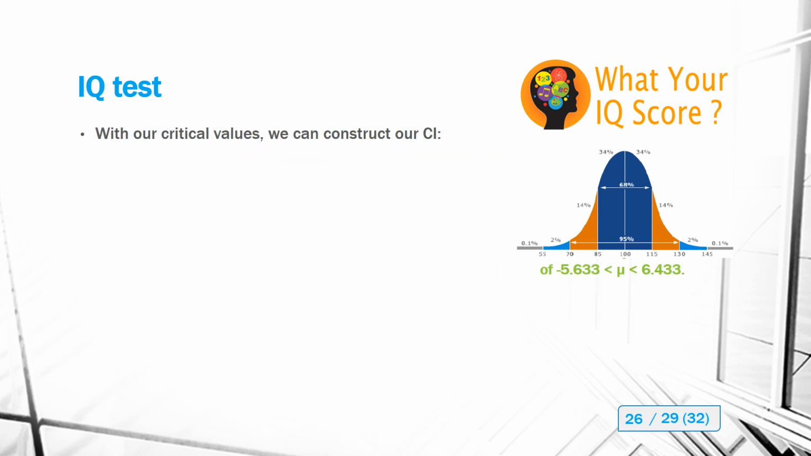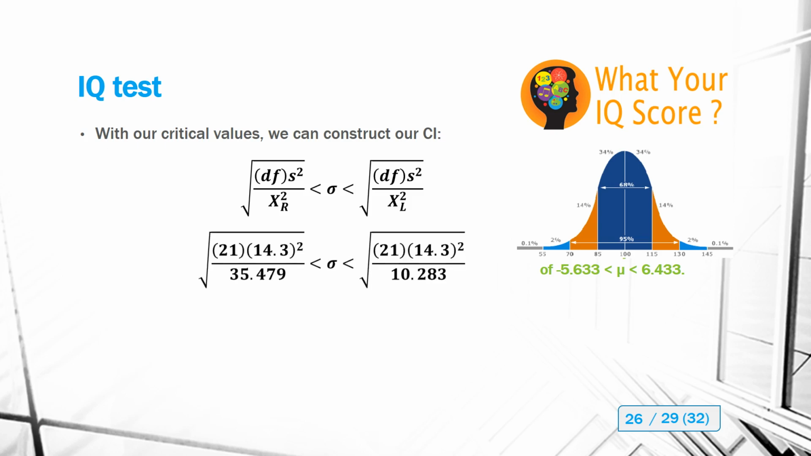Now with the critical values in play, we can construct our confidence interval. So here's our format. Notice I'm already taking the square root of everything from our variance equation to get the standard deviation. That's what we're looking for. Plug in what I know. So there's 22 subjects, which means we have 21 degrees of freedom. Sample standard deviation, 14.3. And the values that you see here are the critical values that we get from our chi-square distribution.